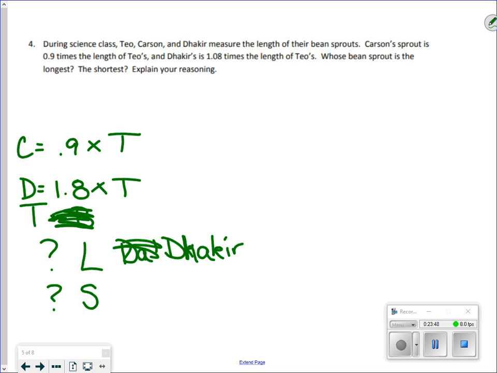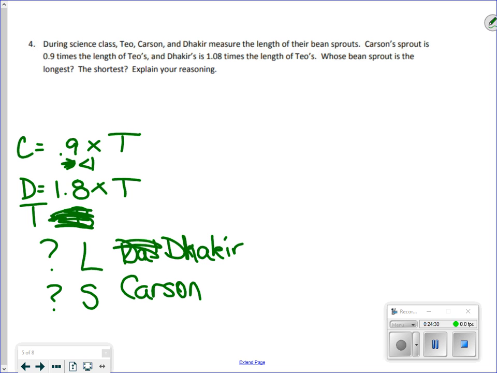Carson. Why is it Carson, Sarah? Because it's not a 1 in front of the decimal. Because 9/10 is smaller than 1. Because 9/10 is less than 1. So if 9/10 is less than 1, then whatever he has, the number's going to get smaller. So 9/10 is less than 1. So Carson is the shortest.